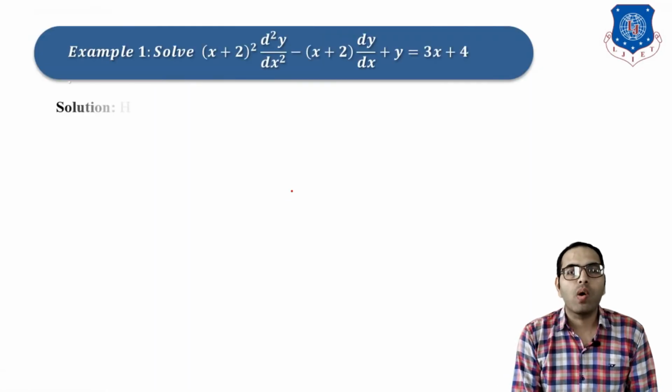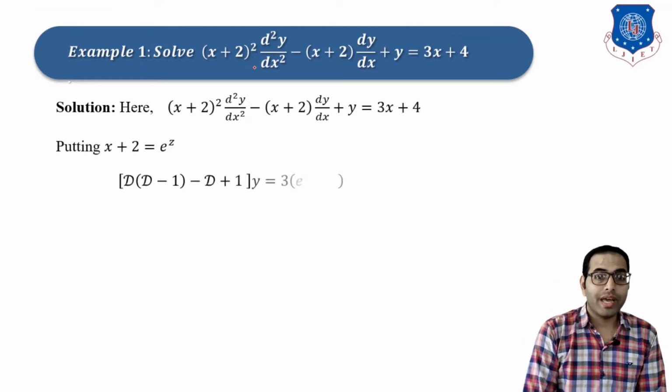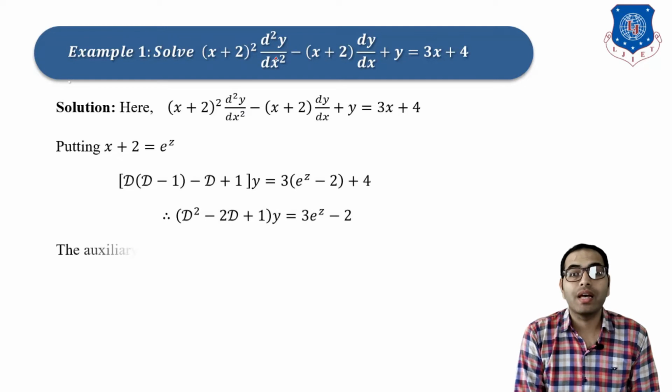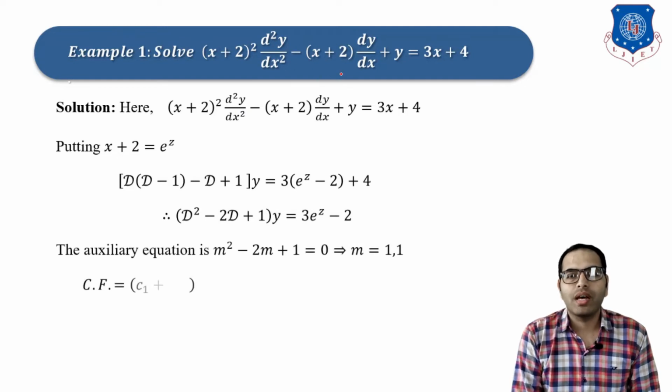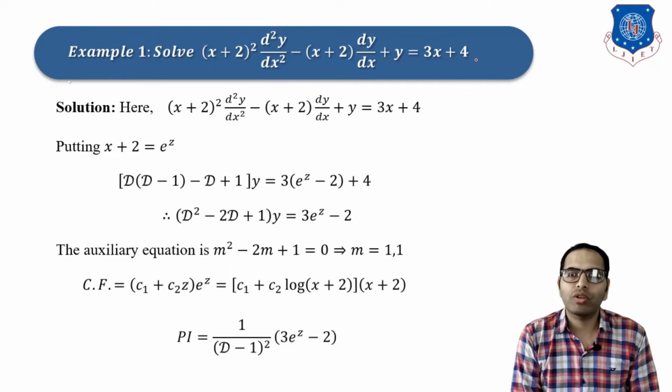Let's move on to one example. Based on it, solve (x+2)^2 d^2y/dx^2 - (x+2) dy/dx + y = 3x + 4. Firstly, how can we identify that this is a Legendre linear equation?